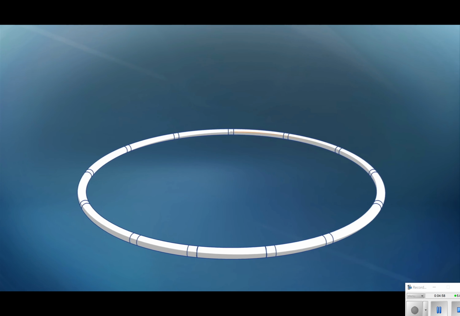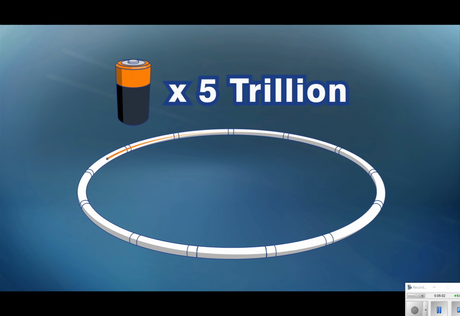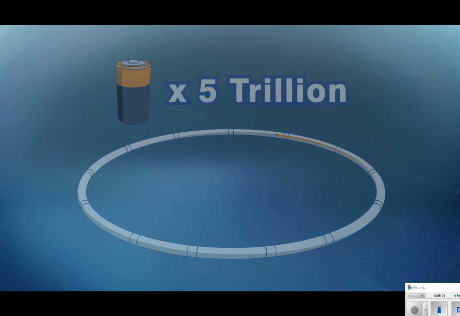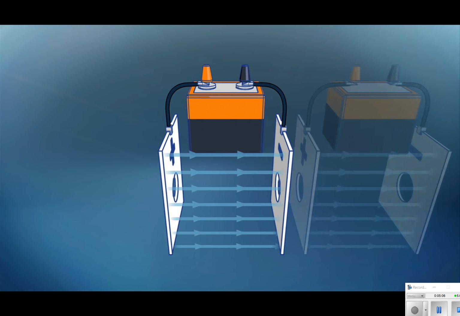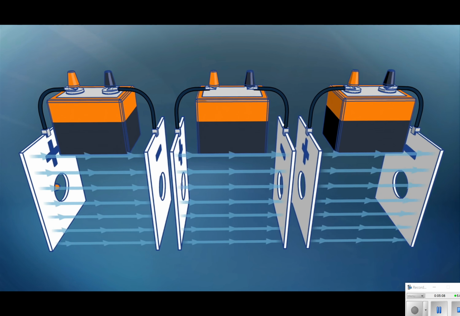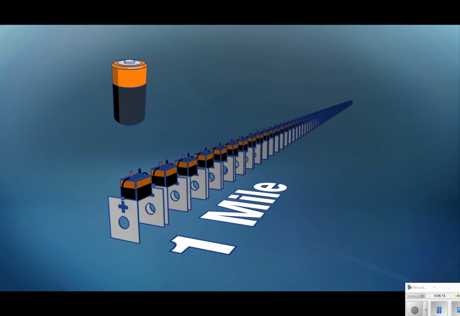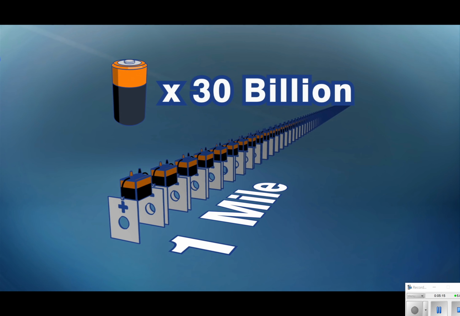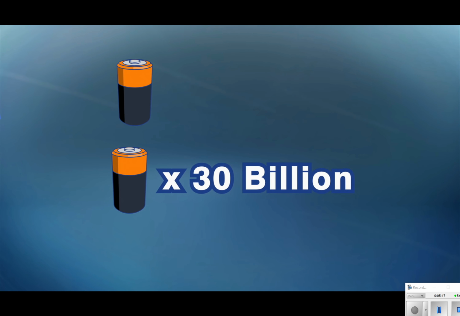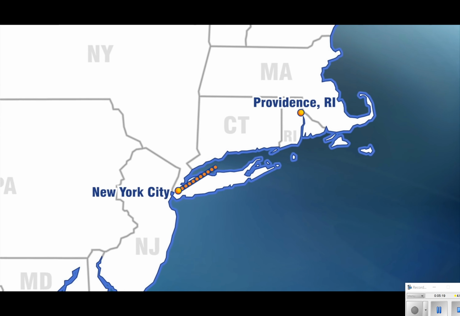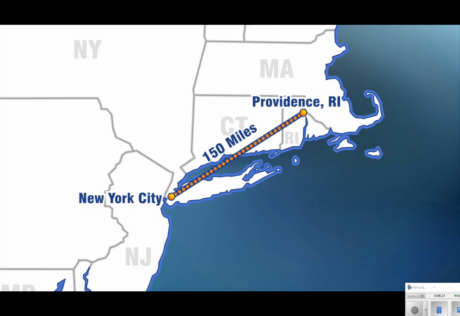Building a modern accelerator like the LHC this way would take over 5 trillion standard D-cell batteries. So scientists use much stronger batteries and put them one after another. An earlier accelerator used this method and was about a mile long and was equivalent to about 30 billion batteries. However, to make an accelerator that is equivalent to 5 trillion batteries would require an accelerator 150 miles long.